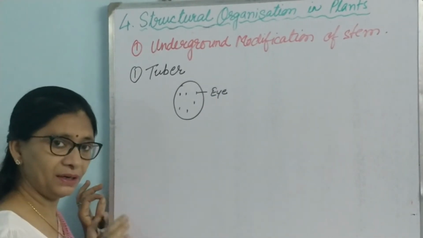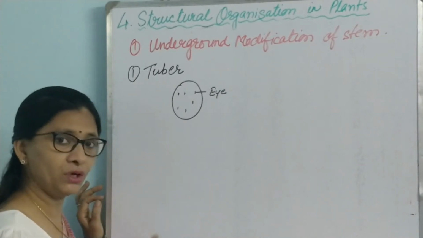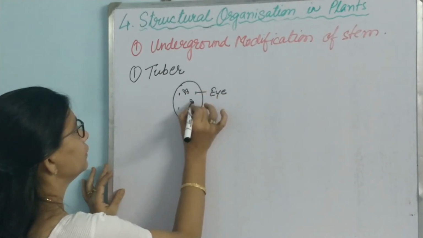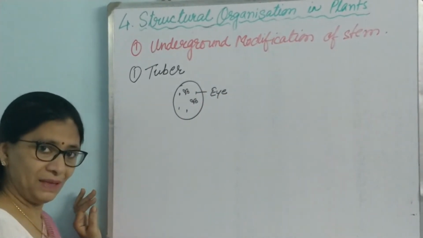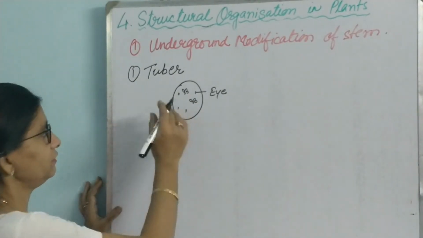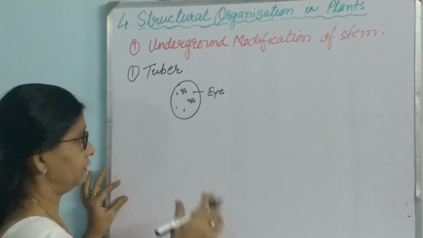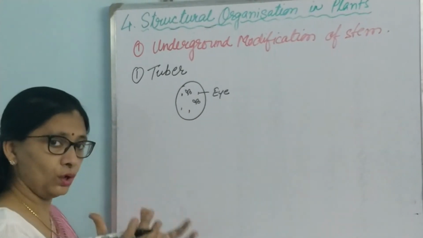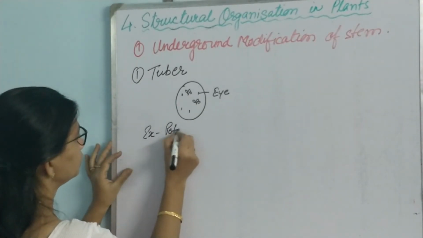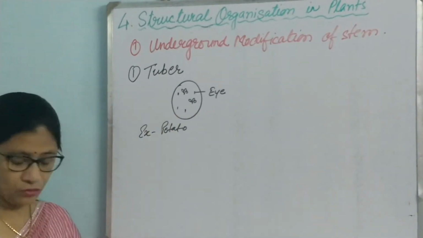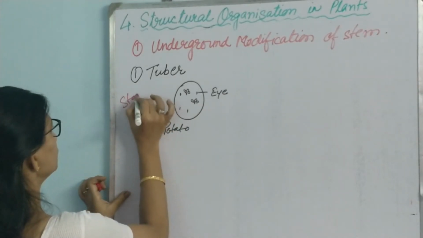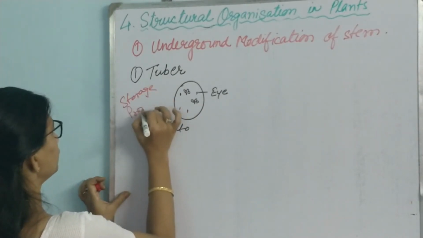Eye is nothing but these are the nodes, because it is a stem, so it will have nodes. So, these are the nodes, and from here comes out buds. If we place it in soil, after some days we will see that these buds have become full grown potato. So this is for propagation, and also since it is swollen, it is used for storage of food. So the example is potato, and function is storage and propagation.